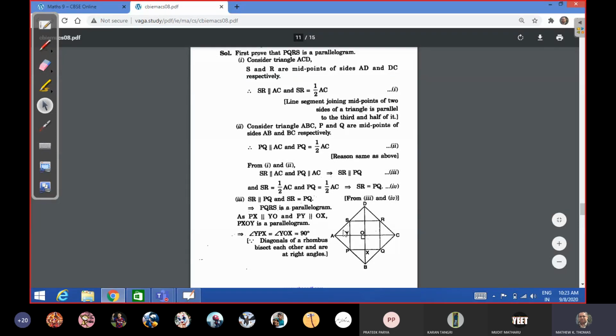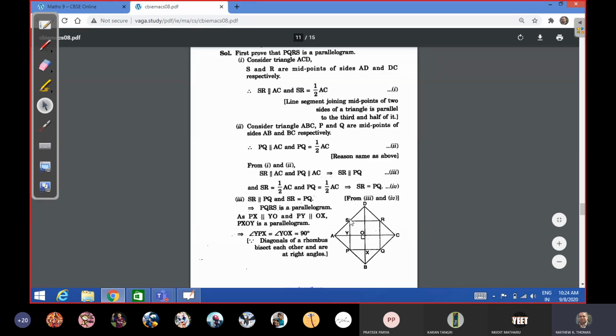Now you are going to take the triangle ADC. Same procedure. In triangle ADC, S and R are midpoints. So SR will be parallel to AC and SR will be half of AC. Then same way in triangle ABC, PQ will be parallel to AC and PQ will be half of AC. All this we have done in the previous question. It's a repetition. From equations 1 and 2, AC is common, so we get SR is parallel to PQ and SR is equal to PQ. So what is the conclusion? That PQRS is a parallelogram.